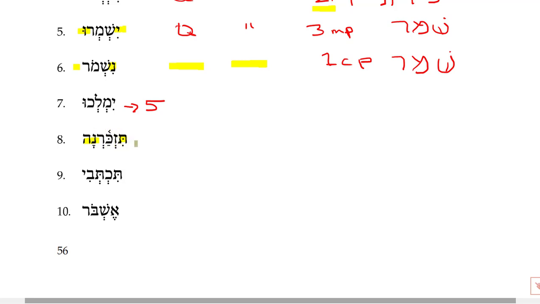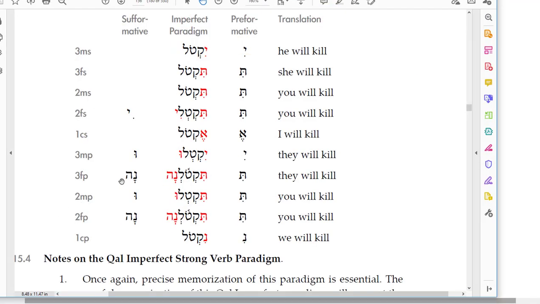So I can already tell that this is either second feminine plural or third feminine plural, going back to our chart. So we've got third feminine plural, tav prefix, nah suffix, and then second feminine plural, tav prefix, nah suffix. But note that in these cases you've got a holem as your vowel over the second root letter. So that second root letter has a holem. We call that a theme vowel. But here's a case where you've got a patach there.